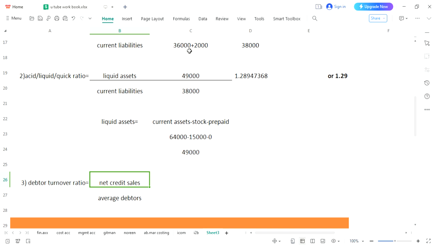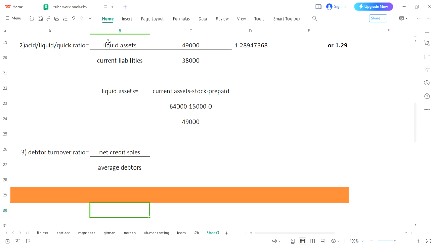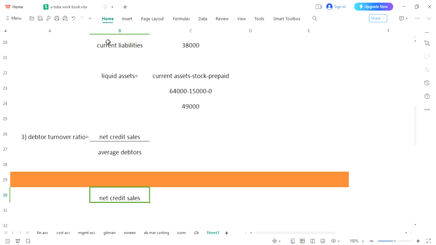How would we calculate net credit sale? It's already understood and discussed. Whenever you want to calculate net credit sales, you need to have gross sales. Then you will subtract returns, and then you will subtract cash sales, with which you will get your net credit sales.